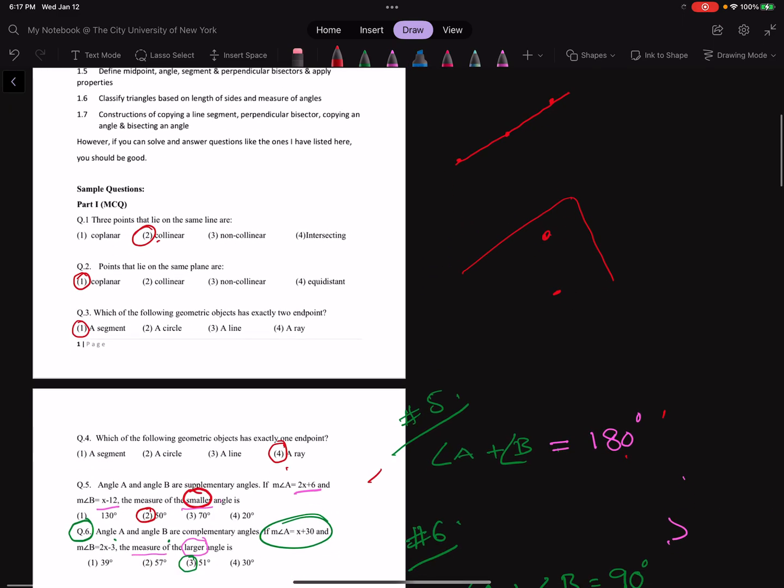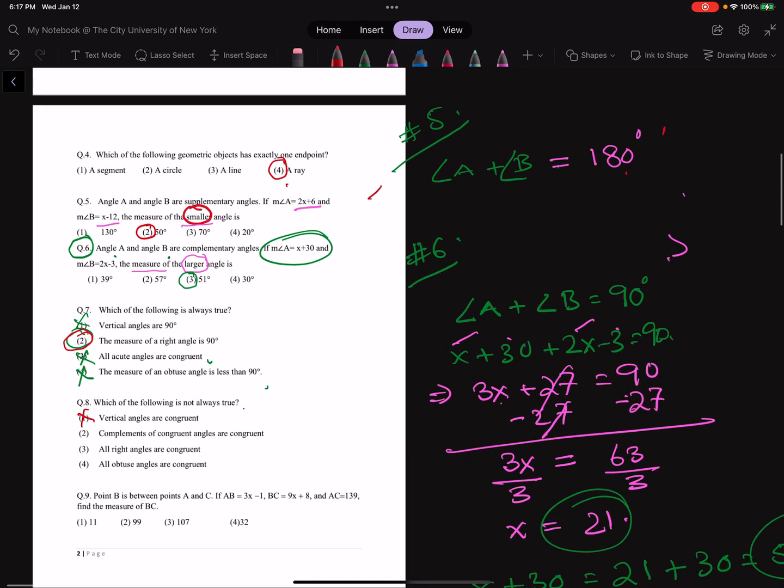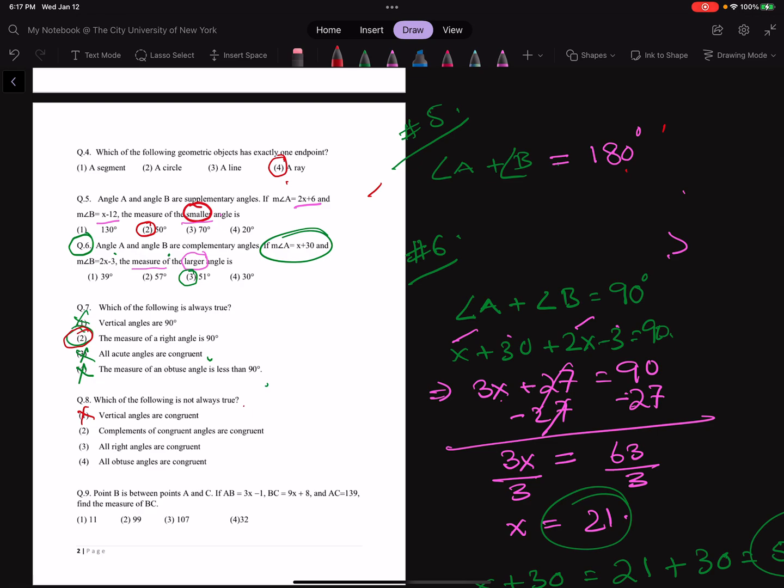So they say it's not always true, but it's always true. Okay, all right angles are congruent.